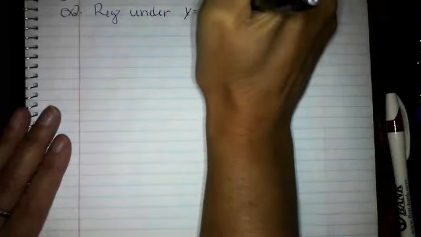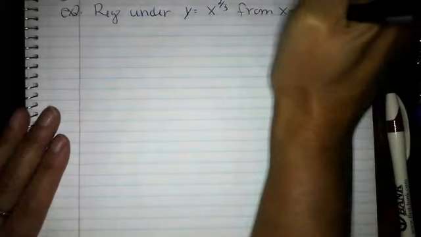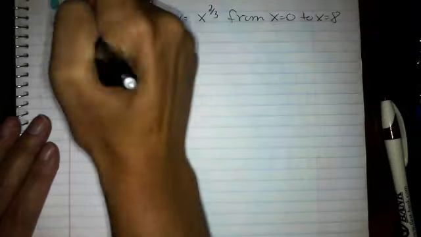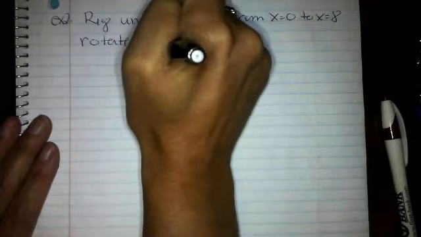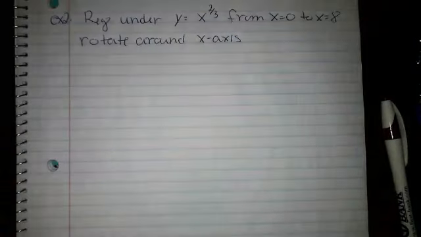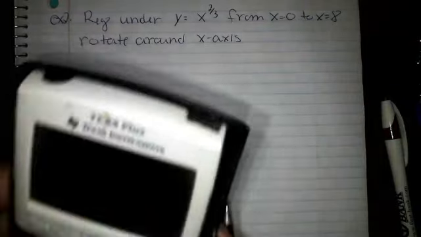So number 2, we're going to take the region under y equals x to the 2/3 from x equals 0 to x equals 8. And we are going to rotate around the x-axis. Okay. Graph is crucial. All right, clear.